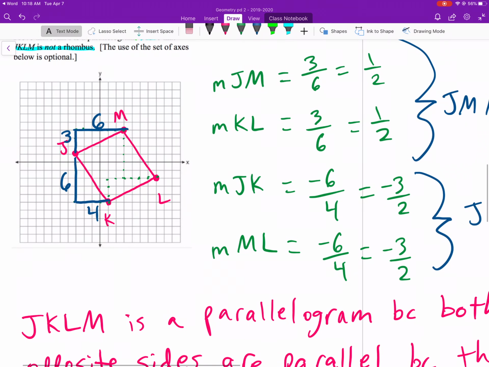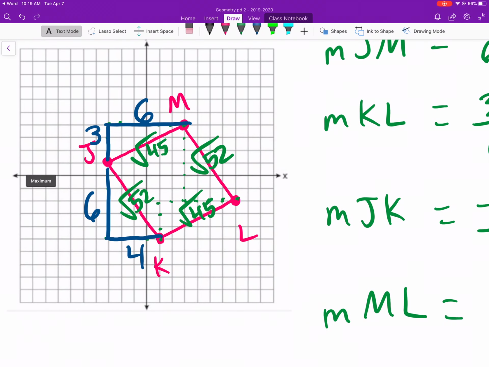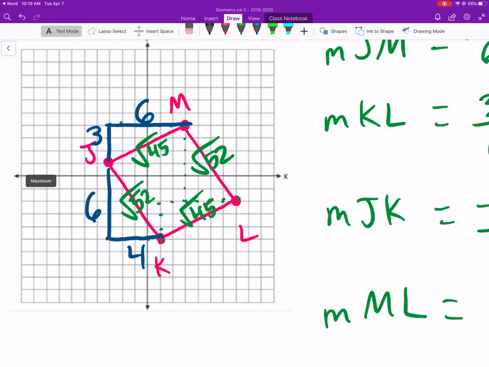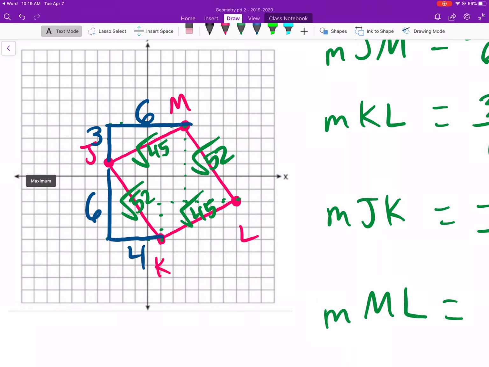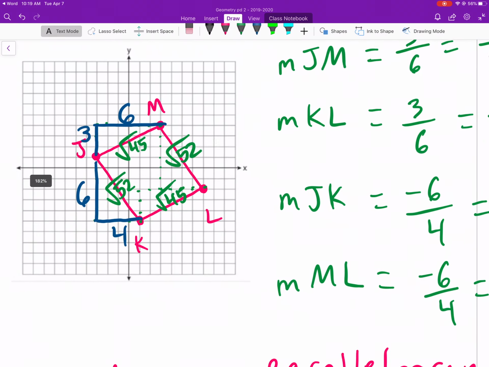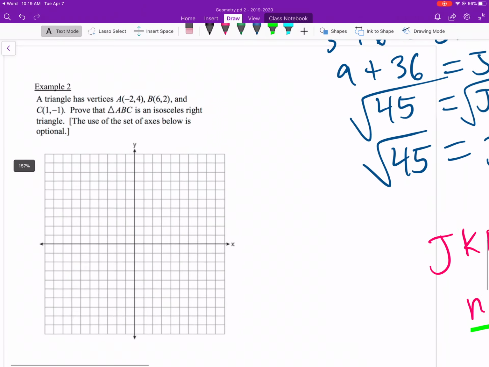Okay, just a side note, this one, that came to radical 45. This side length over here would have been radical 45. It's a parallelogram. Opposite sides are equal to each other, but not the consecutive sides. In other words, not all of them are equal, because this one's radical 52 and this one's radical 52. So those would be the side lengths. Radical 45, radical 45. The opposites are equal. Radical 52, radical 52. But the consecutive sides, not all the sides are equal to each other, so it can't be a rhombus.